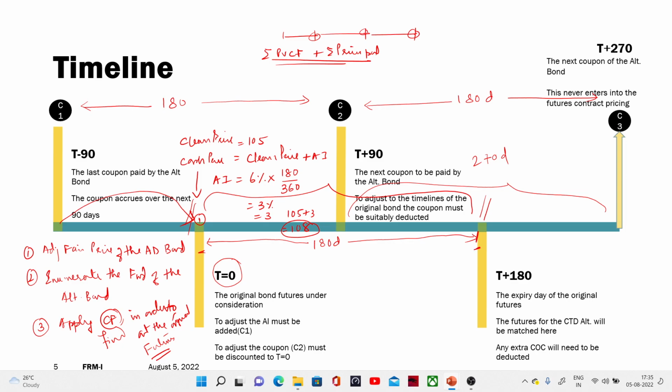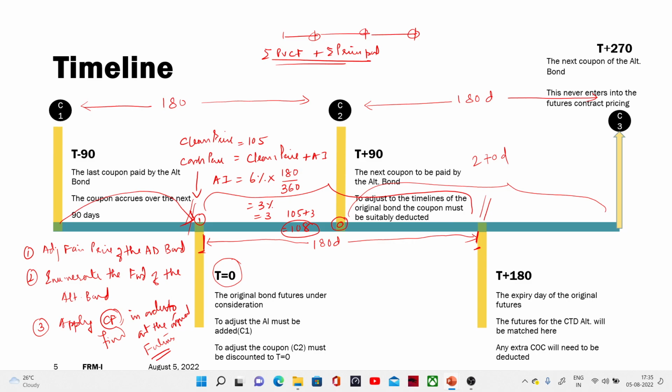So basis this, can we find out the contract between this period and this period, this 180 days? The answer is no. Why? Because we still have to do one more adjustment, and that is that within this period, the alternate bond also pays one more coupon, right? So in order to find out the futures price, we have to readjust this cash flow.